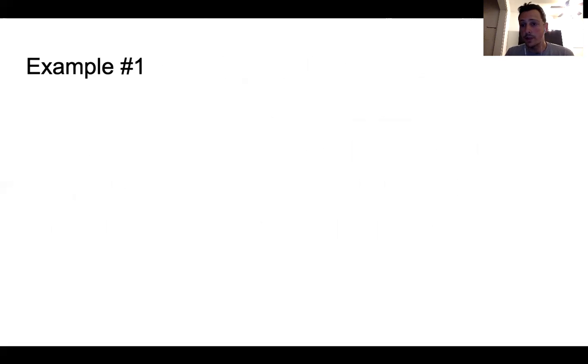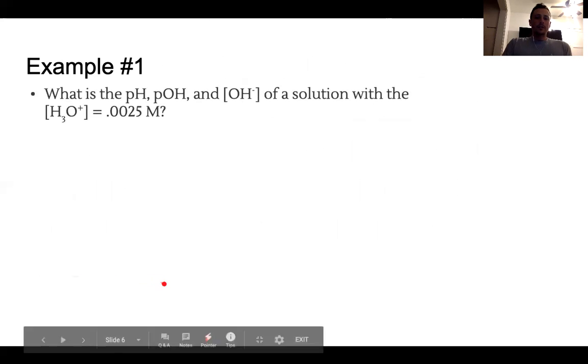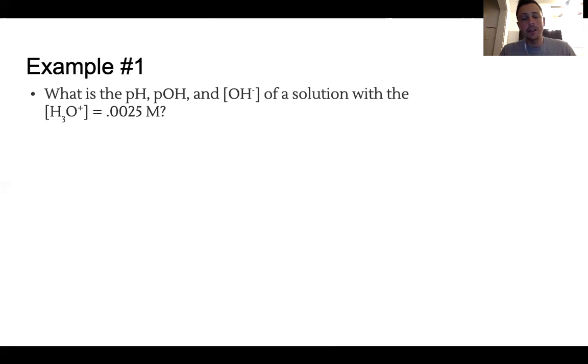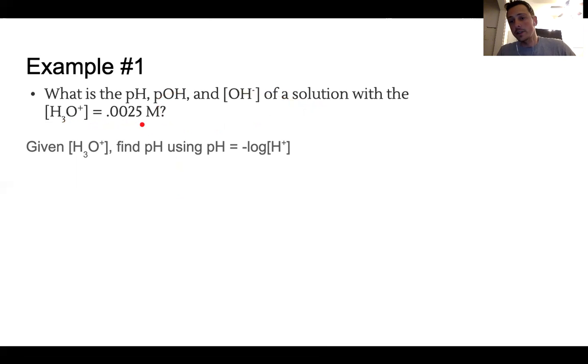Okay, so now some examples that will be very similar to your homework. I want to know what is 1, the pH, 2, the pOH, and 3, the hydroxide ion concentration of a solution that has a hydronium ion concentration of 0.025 molar. So I'm given my hydronium ion concentration here.